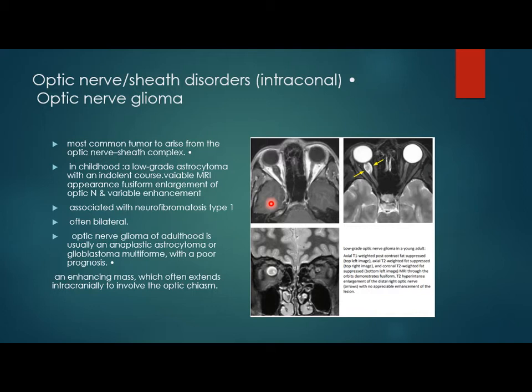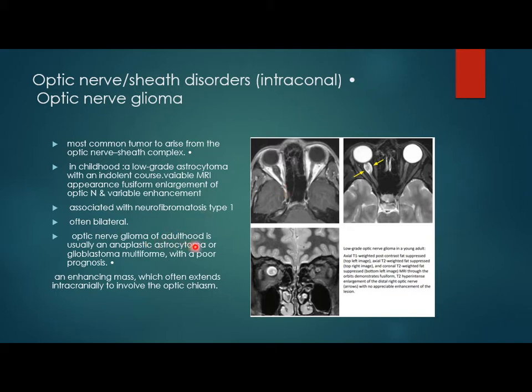Optic nerve glioma is the most common tumor that arises from the optic nerve sheath complex. In childhood it is a slow-growing astrocytoma with an indolent course and better prognosis. It has a variable MRI appearance, appearing as a fusiform enlargement of the optic nerve with variable enhancement, as we said, associated with neurofibromatosis type 1, often bilateral.